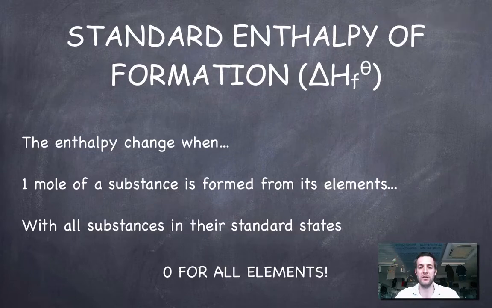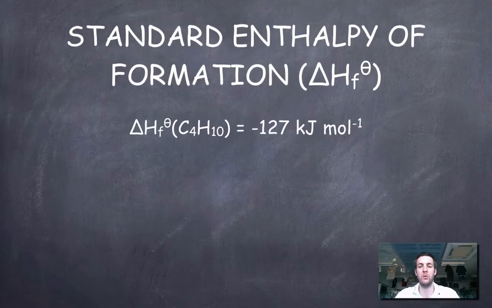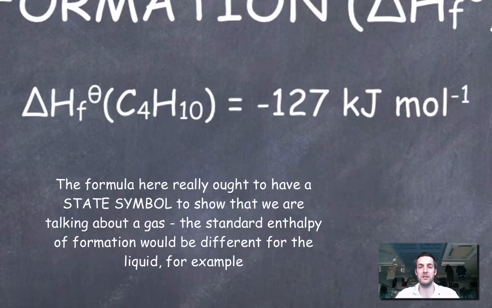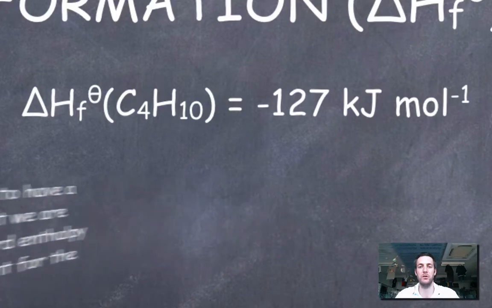Okay, let's just have a look now at what it might look like for a non-elemental substance. So here's the standard enthalpy of formation of butane. Okay, butane happens to be a gas under standard laboratory conditions, so its standard state is gaseous. And what this says here is that the standard enthalpy of formation of butane is minus 127 kilojoules per mole.